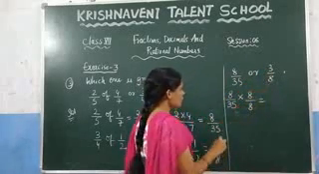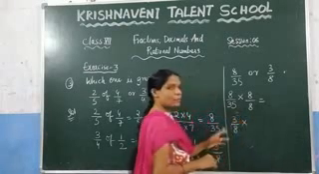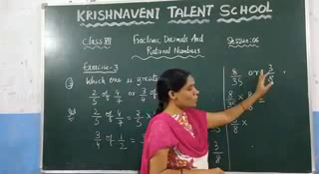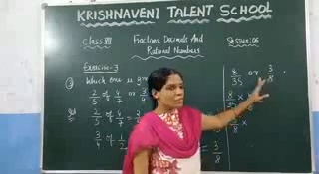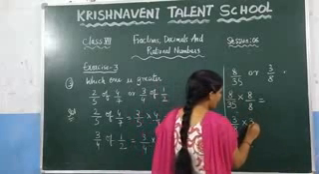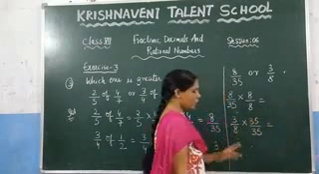And take the other fraction, which is 3 by 8. What do we need to do? We need to multiply and divide with the other fraction's denominator. We took 3 by 8. What is the other fraction here? Which is 8 by 35. So multiply and divide with 35. Now you need to find the result.